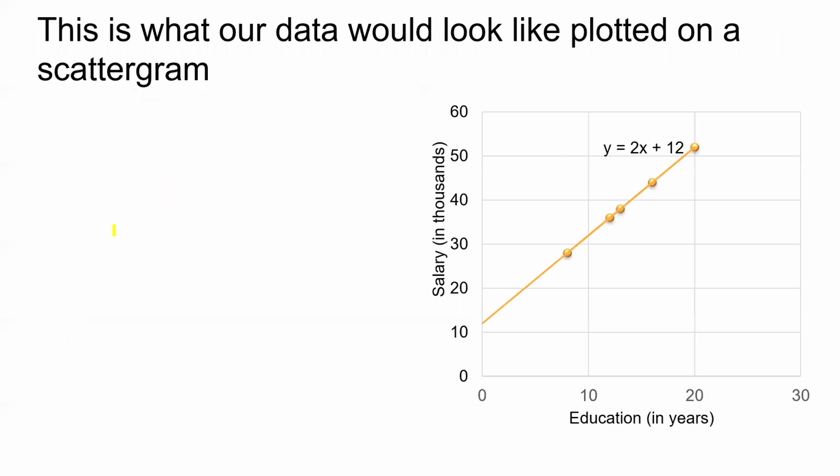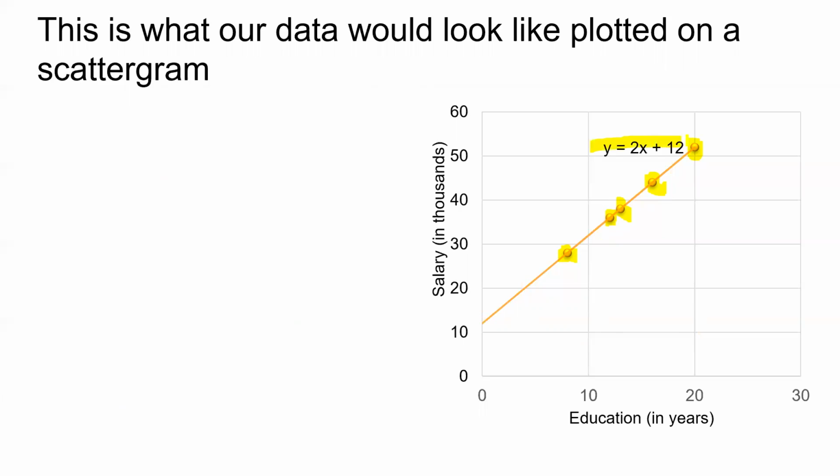Okay, so this is what our data would look like on a scattergram if we plotted those particular salaries that we just talked about as the example. So each point represents one piece of our data from the last slide. So an individual who has 8 years of education here, 12 years, 13 years, 16 years, and then I added 20 years as another example.